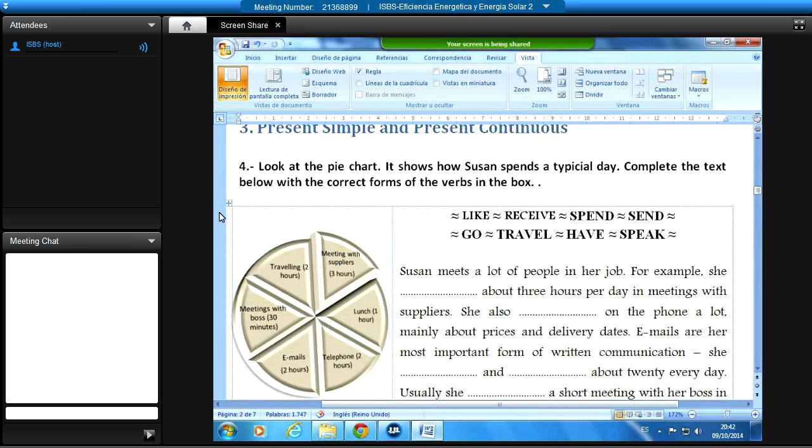So this is the picture of a pie. This is the daily routine of Susan, okay, the routine.